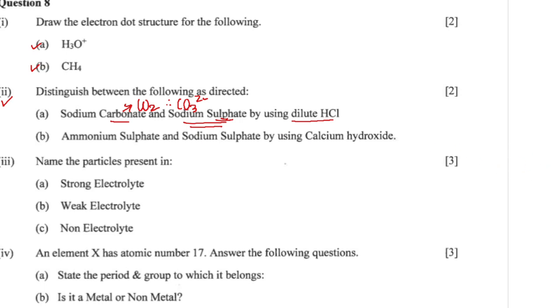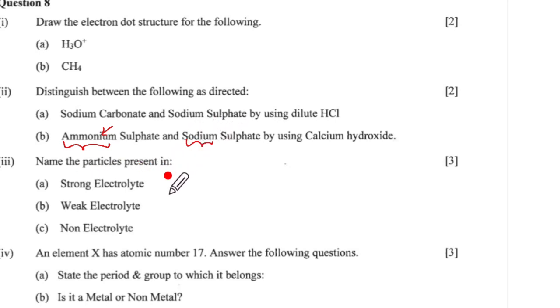Okay, so we can just do this very fast. Ammonium sulfate and sodium sulfate, both of them are sulfate. So what is different? Sodium and ammonium. Now if we take calcium hydroxide, we will get sodium hydroxide and here we'll get ammonium hydroxide, correct? But that ammonium hydroxide is going to release ammonia. So we will say that if pungent smelling ammonia gas evolves, and what is the test for that? Which gives dense white fumes of ammonium chloride when a glass rod dipped in conc. HCl is brought near it.